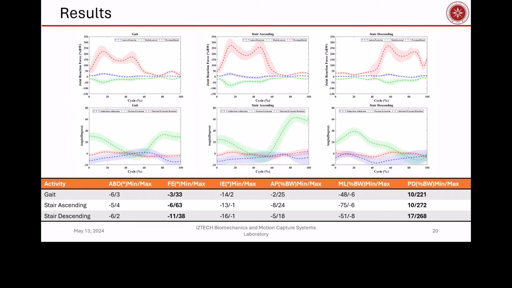The calculated joint reaction forces are divided by the mass of the subject to normalize values. As seen in the table, the maximum joint reaction forces are in the proximal-distal direction. During stair ascending and descending, the maximum joint reaction force is approximately 1.2 times greater than the walking activity. My colleague Alican will now demonstrate how this finding influenced the lifespan of the hip implants.